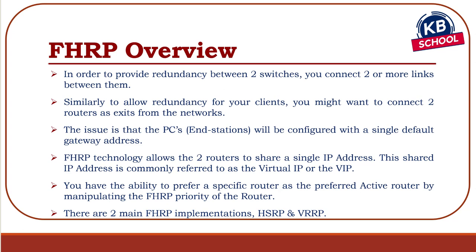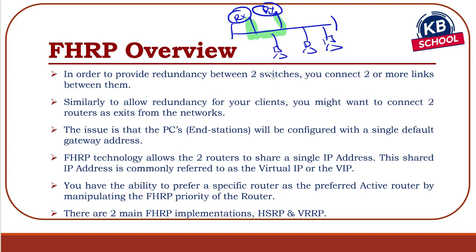So in order to provide redundancy between two switches, you connect two or more links between them and use EtherChannels. We also took a look at the ECMP part, which is between routers. Similarly, to provide redundancy for your clients to exit your network, to provide two different exit points, that's where FHRP works. It doesn't work with the PCs. Instead, what it does is it allows you the ability to set up a protocol that would allow these two routers to talk to each other.